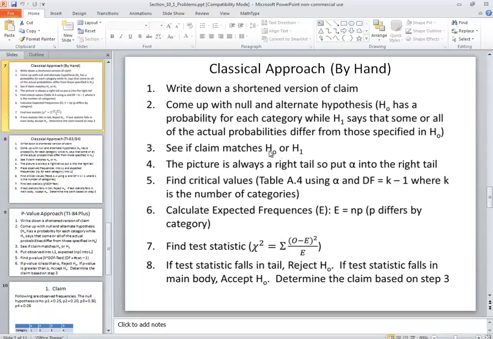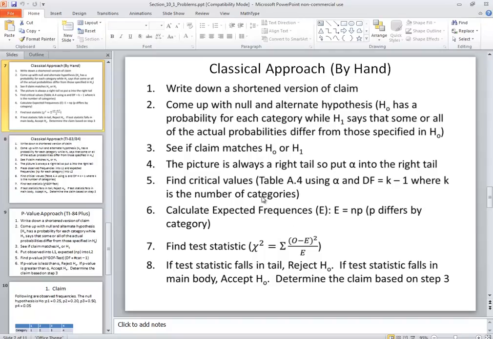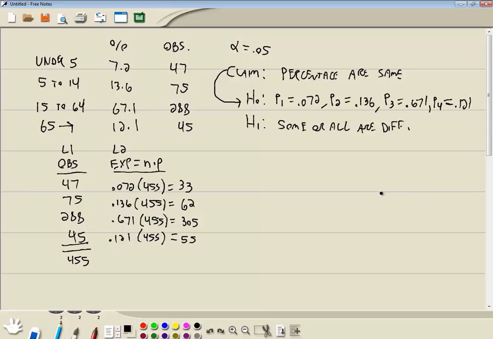Step 3. See if your claim matches H0 or H1. Our claim is that the percentages are the same, so it matches H0. Now the picture is always a right tail, so put alpha into the right tail. So I'm going to draw it. Now it's a chi-square distribution, so it's not bell shaped, but I don't draw them real perfect. Doesn't really matter. We have a right tail, and we're going to put the entire 5%, the alpha, in there. And if that's 5%, this has to be 95% over here, because it all has to add up to 100%.